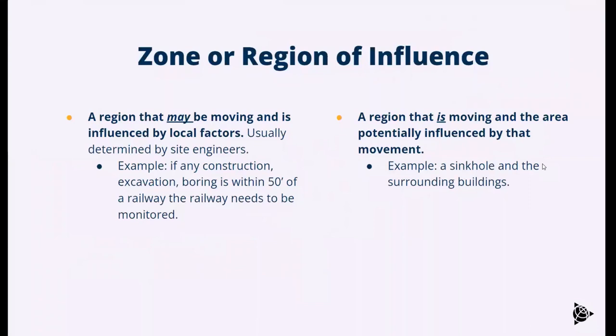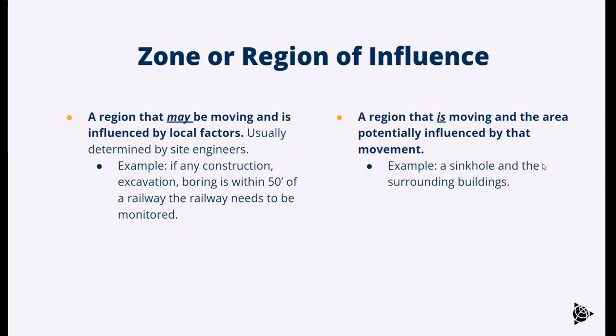I also want to introduce the idea of two different types of zones or regions of influence. One is a region that we think has been static for most of its life, and then it may be moving because it's being influenced by local factors. This is really common to see in construction applications where you have something like a railway or a building that's been in the area for 50 years, never moved, never had any issues, never even really been measured before. And then all of a sudden you're introducing some sort of construction or excavation, boring, drilling, whatever it might be in the area. There's going to be some area around that building or asset or structure that, if you're messing with the soil, messing with the foundation, you expect that it might move. And so you're going to monitor to make sure that that influence is not going to cause any changes in the structure.